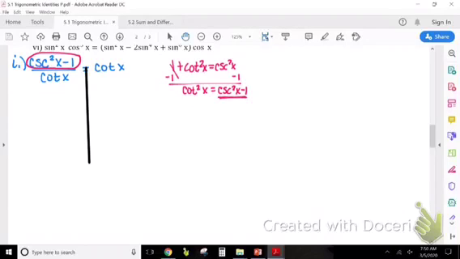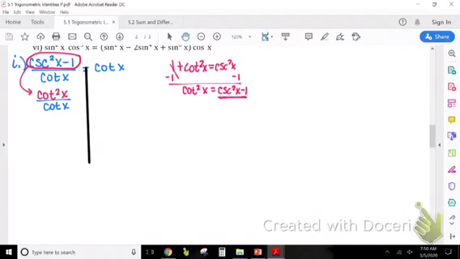So I'm going to take that right there, and I'm going to rewrite that as cotangent squared of x. And then I'm still going to put it over the cotangent of x. But wait, I've got something squared on top and the same thing underneath. Can I simplify that? I can.